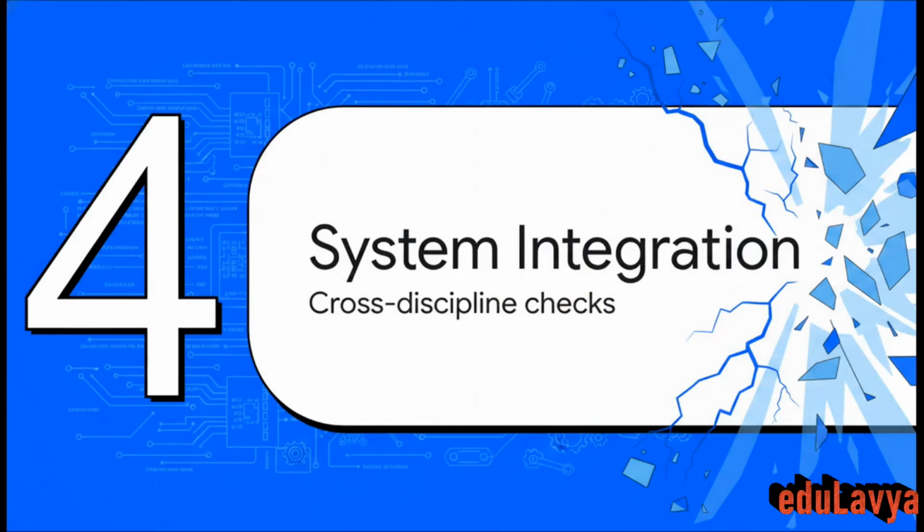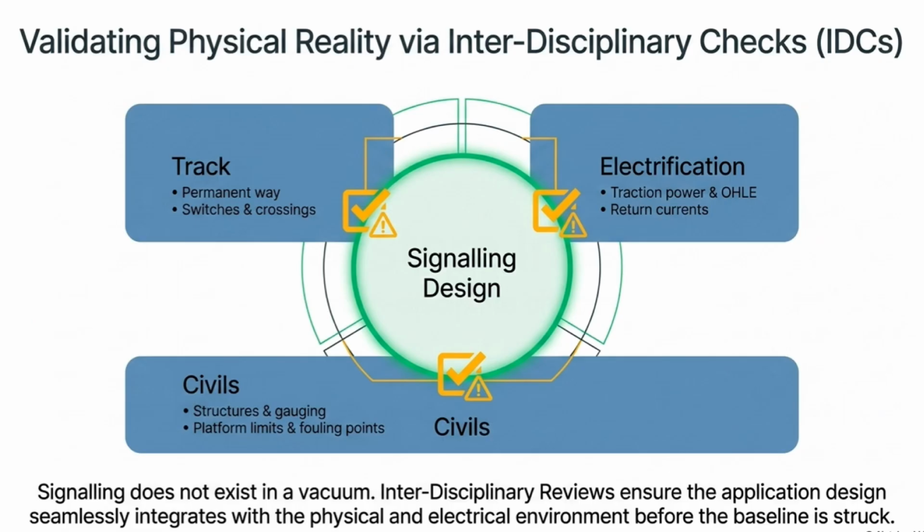Which brings us to our final section, part 4, interdisciplinary integration. This is where things get really interesting. Enter Inter-Disciplinary Checks, or IDCs for short. You can think of IDCs as the ultimate clash detection system. They are mandatory reviews designed to make sure that the digital and mechanical dreams of the control engineers don't turn into physical nightmares when they interact with the civil engineers or the track layers. Because at the end of the day, the railway is one holistic system. Every single part has to work together perfectly.